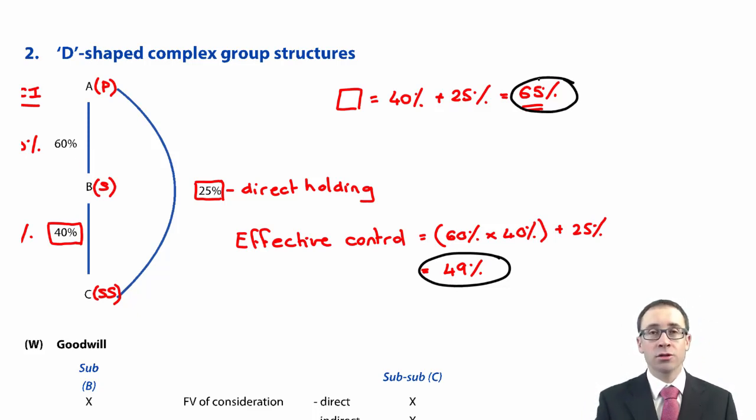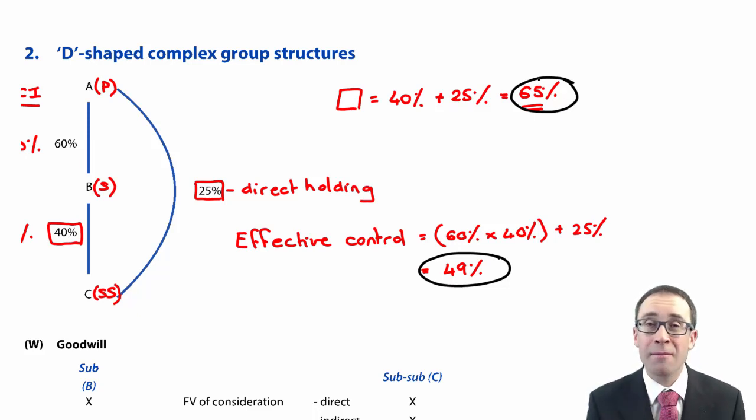So therefore, C is a sub-subsidiary. Okay, vitally important. Vitally important that you can determine that the company at the bottom of the group structure is a sub-subsidiary, and vitally important there that you can work out the level of effective control by multiplying down the spine and adding on the direct holding, and then from that you'll be able to work out the effective non-controlling interest. Once we've got that, we then need to think about how that impacts the workings, and to be honest, it doesn't impact it all that much from what we've seen previously.